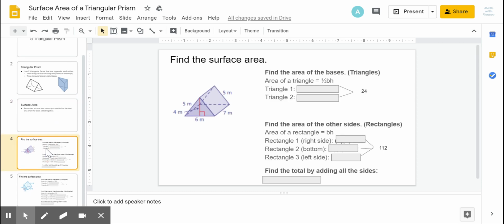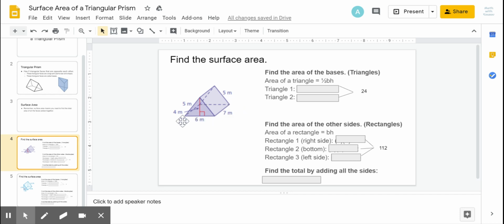So in our first example, we have to find the surface area. Let's first start with the area of the bases. I usually like doing that first. Our base obviously is a triangle because this is a triangular prism. Just because it is on its side, the bases are still the triangles. The base is not this rectangle. The bases are still the triangles.